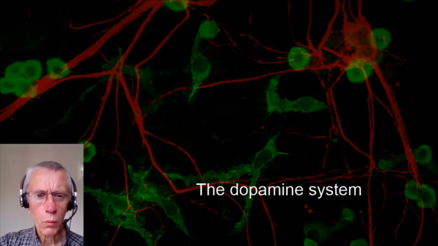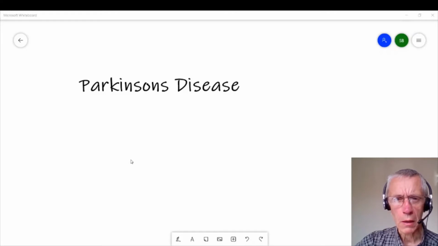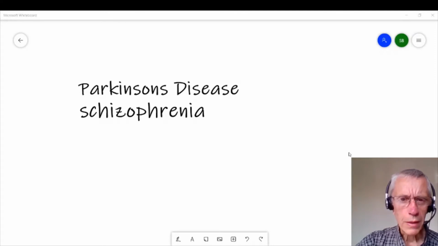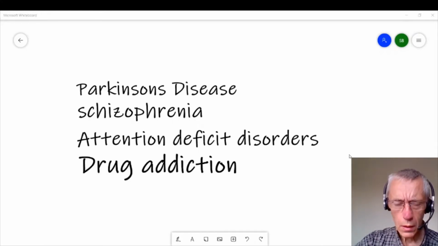First of all, though, why is the dopamine system of such interest to biomedical neuroscientists? Well, it's involved in a number of important processes and diseases. First of all, it's involved in Parkinson's disease. The dopamine system is implicated in schizophrenia. It's also implicated in attention deficit disorders, and of course, it's also quite heavily implicated in drug addiction.